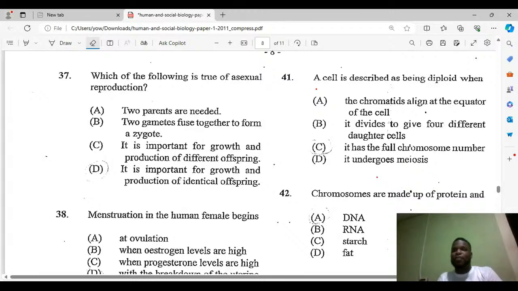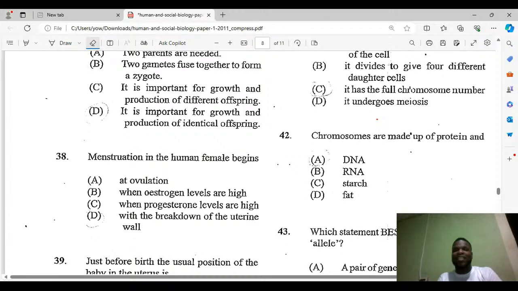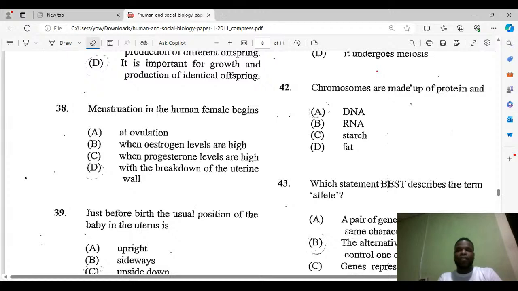Next, chromosomes are made up of protein and what? Pretty simple. I'm seeing A. Is A everybody's answer, or do you have something else? A, because deoxyribonucleic acid carries genetic instruction for structure and development. A, DNA is basic stuff.